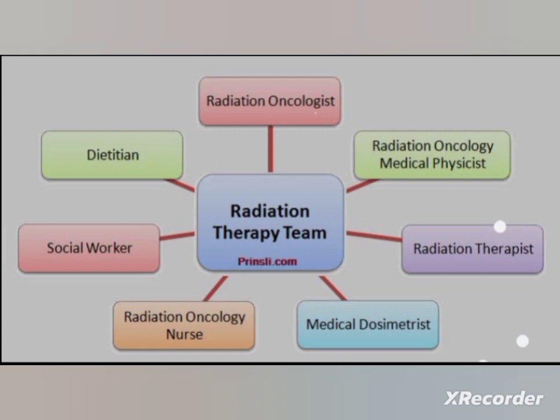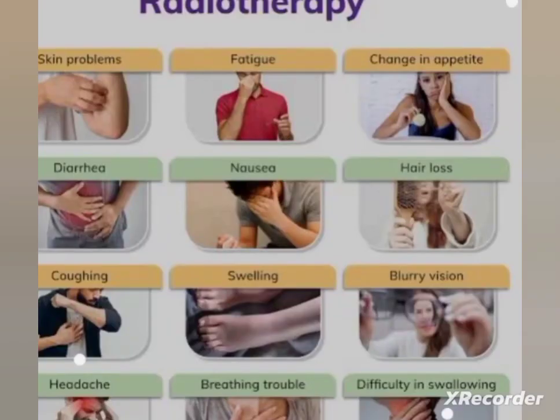If the person moves, the radiation dose will be sent to other areas. So in order to immobilize the patient, we have to use the molding. Everything is prepared by this team, and finally we give the radiation therapy in fractionated doses.